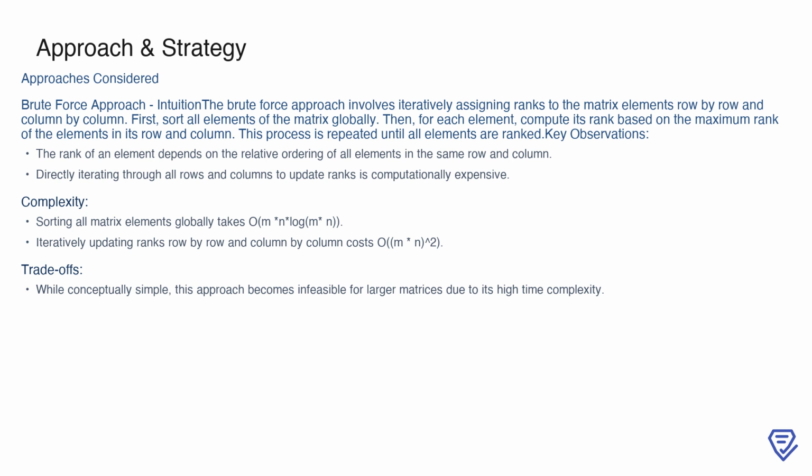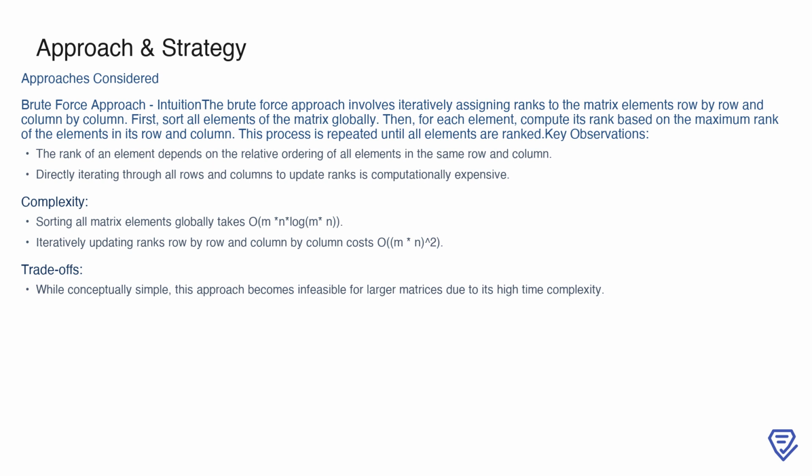To begin, let's consider the brute force approach to solving the rank transform problem. The intuition here is straightforward. We iteratively assign ranks to matrix elements by examining each row and column. First, we sort all the elements of the matrix globally by their values. Then, for each element, we compute its rank based on the maximum rank of elements in its respective row and column. This process repeats until all elements are ranked.